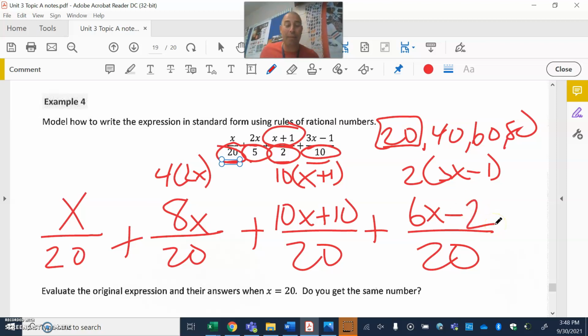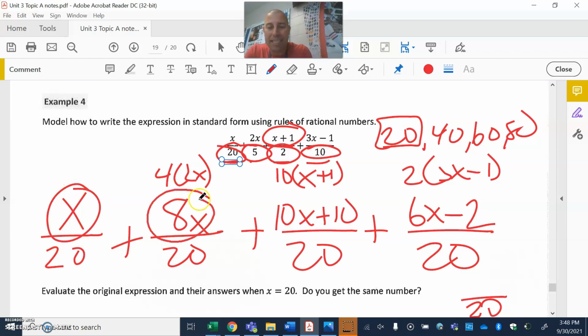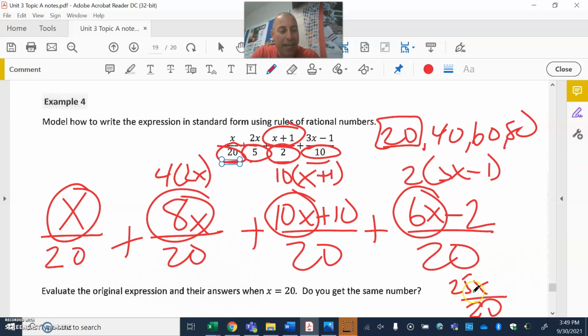Now that I've got a common denominator, I can add everything up together. So 20 is my denominator. Let's go to the x's. x plus 8x is 9x. 9x plus 10x is 19x. 19x plus 6x, there's 25x.